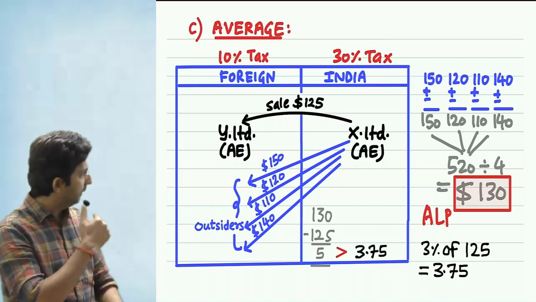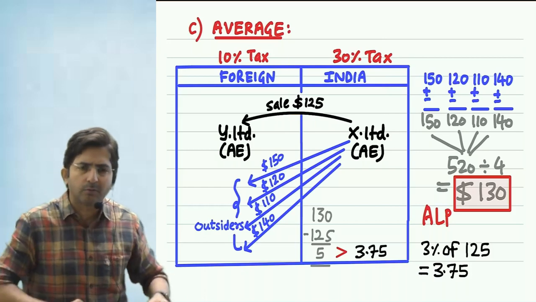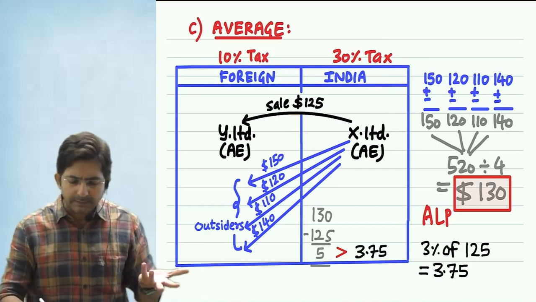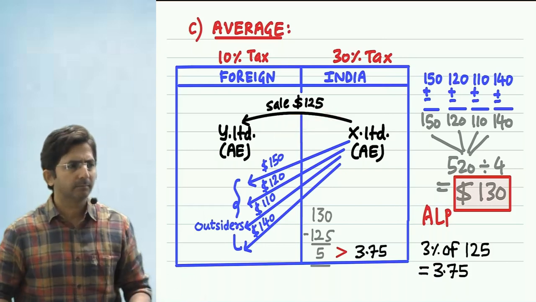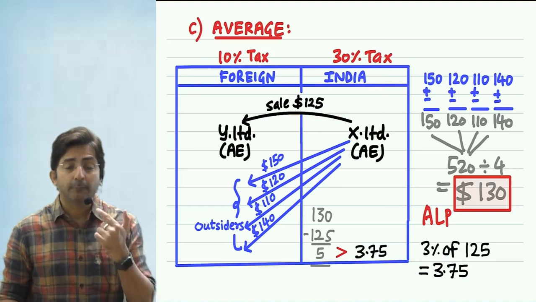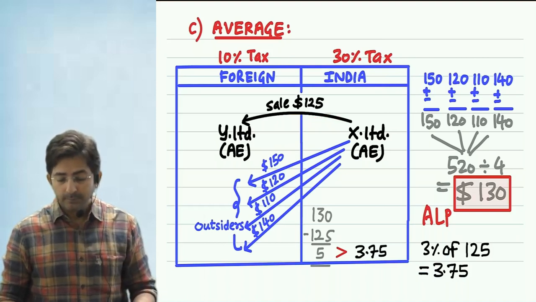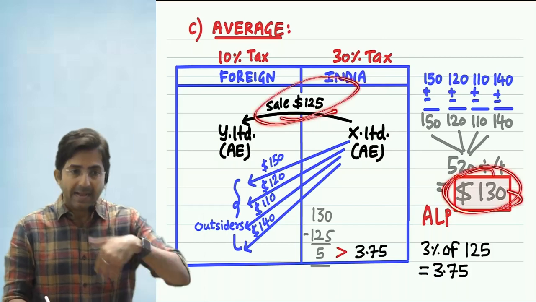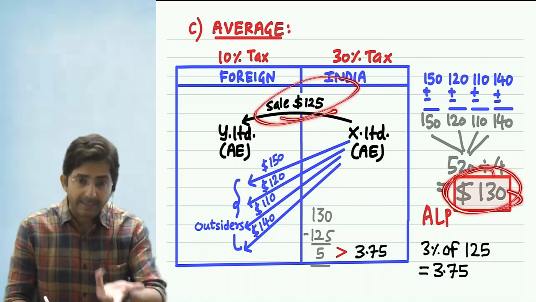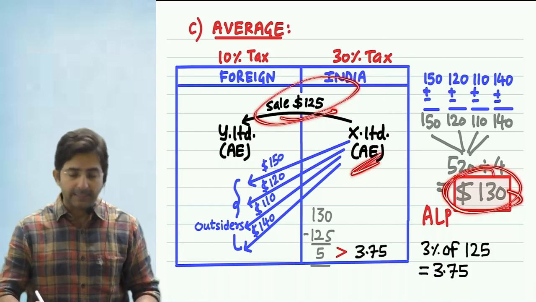But here, does the word add back suit? They have shown less sales, means they have shown less income. So we'll add, that's it. So language should be: difference of $5, means this difference shall be added to the income of X Limited.